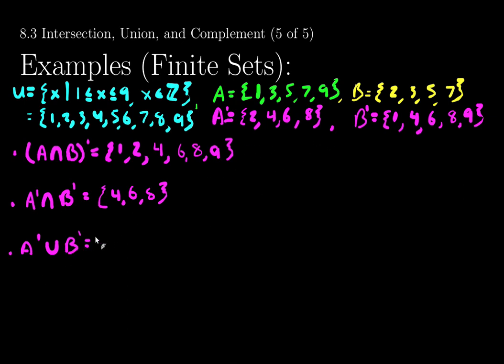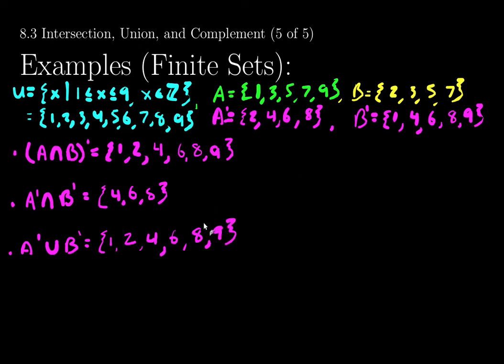So in there, the complement of B has the element 1, the complement of A has the element 2, they both have the element 4, they both have the element 6, they both have the element 8, and the complement of B has the element 9.